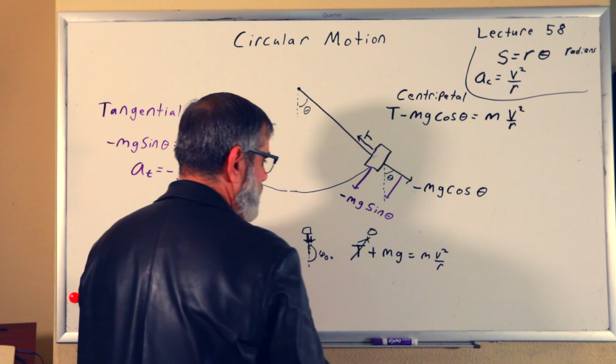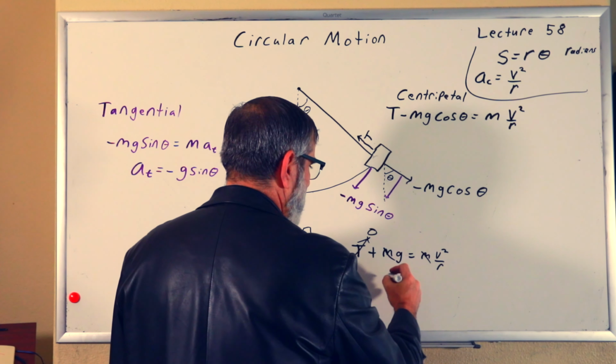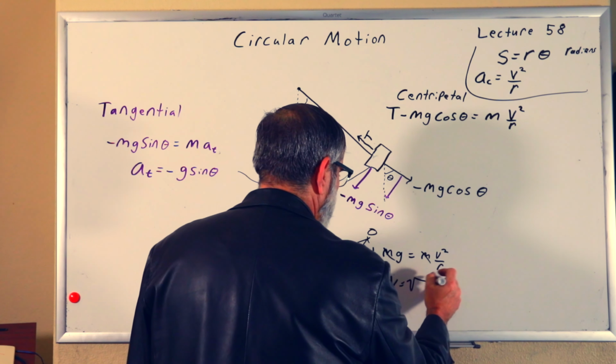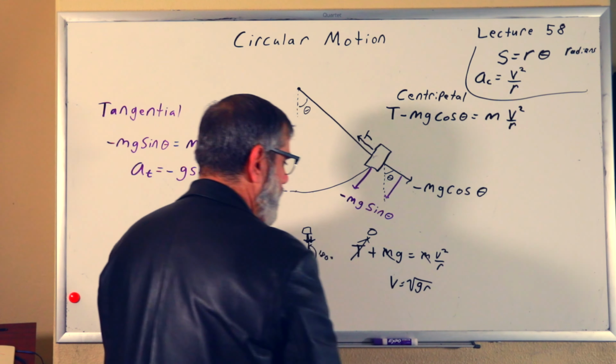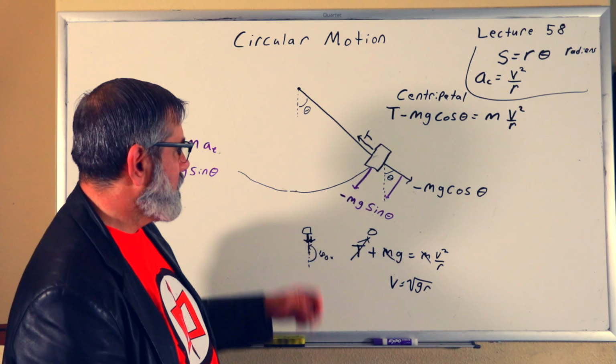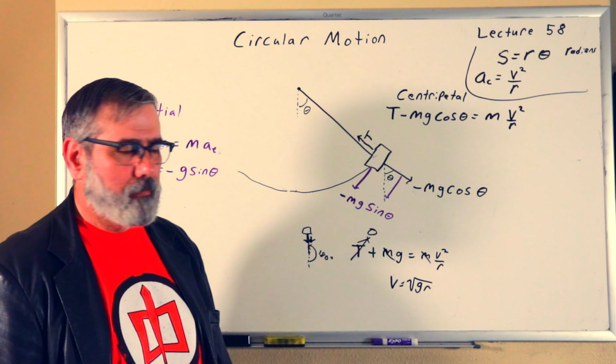So at 180 degrees, this will go to 0. And what do we get? We can cancel the m's out, and solve for the velocity. We're going to get v equals the square root of g times r. So using that, you can figure out what velocity you need to maintain that circle.